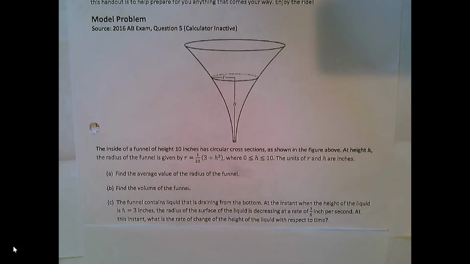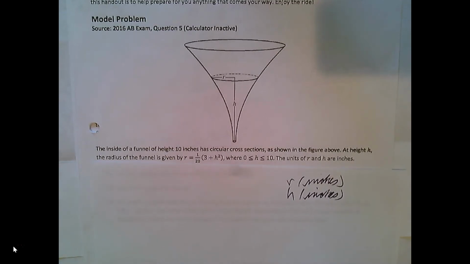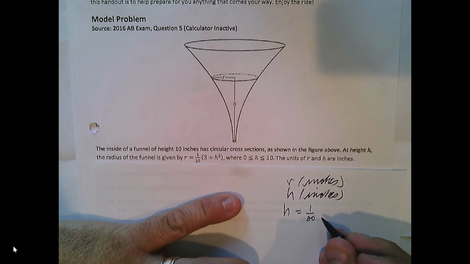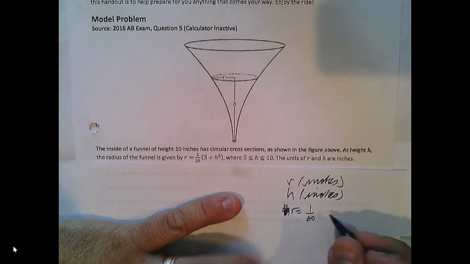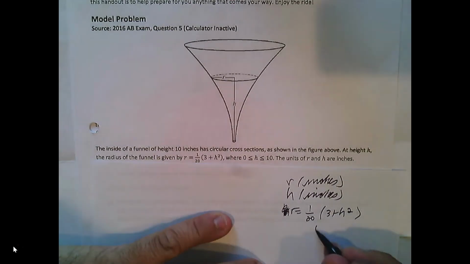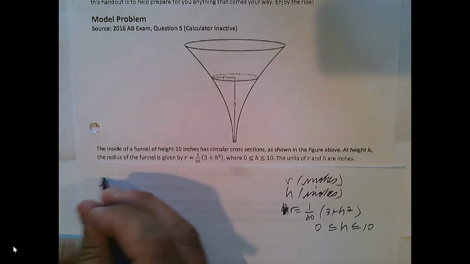Okay, so what I know is that the radius is measured in inches, the height is measured in inches. At any point in time, the radius is 1/20th of (3 plus h) squared, and that's true for 0 less than or equal to h less than or equal to 10. Okay, and the funnel has a height of 10 inches. That's what I know.